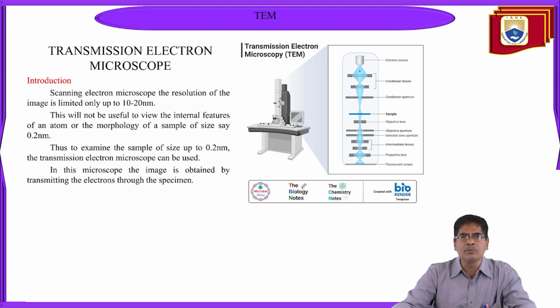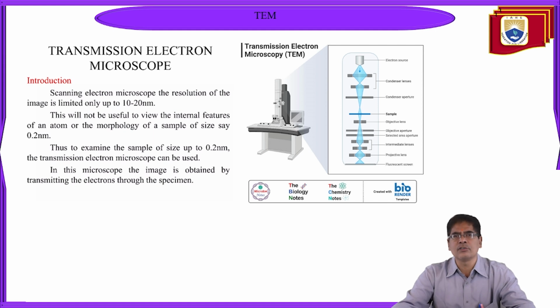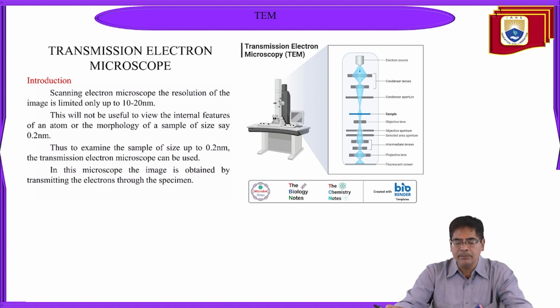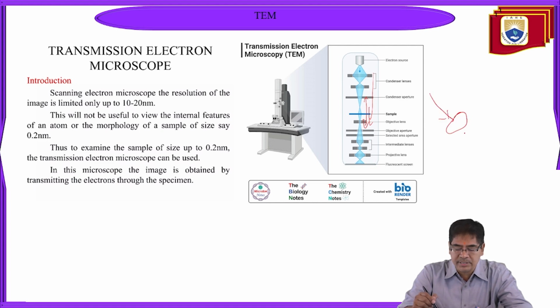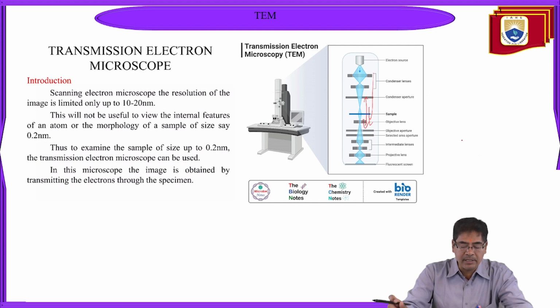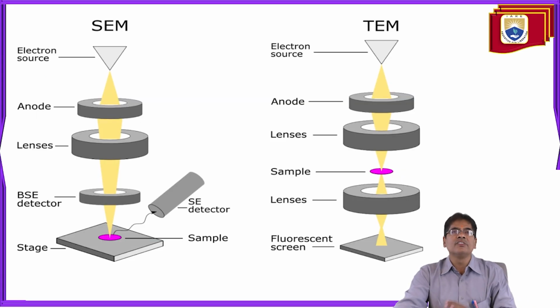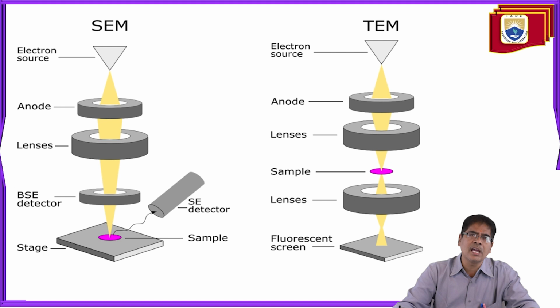In this microscope, the image is obtained by transmitting electrons through the specimen. That means the electron beam will transmit into the sample, right? The electron beam rays transmit into the sample, and we can study the whole structure of the film. The whole structure of the film can be studied using this particular transmission microscopy, right? So in this microscope, the image is obtained by transmitting electrons through the specimen. So this is what we can see as the differences between the scanning electron microscopy and the transmission electron microscopy.